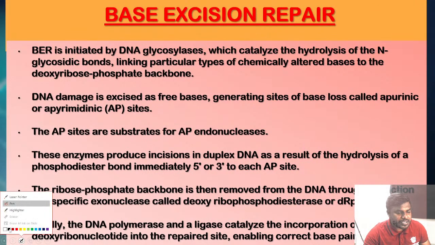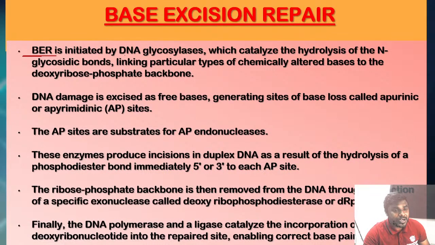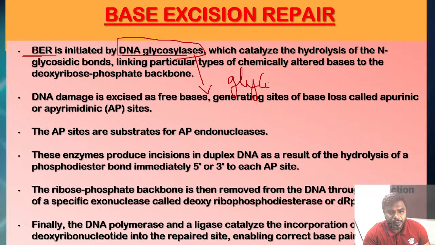Now friends, listen to me carefully. BER, base excision repair, can be initiated by an enzyme called DNA glycosylase. Don't forget this point. If you remember the point of DNA glycosylase, half of the concept is very clear. DNA glycosylases are the enzymes which will cut the glycosidic bond. Now you have to ask me very quickly, sir, why do we have to cut the glycosidic bond?